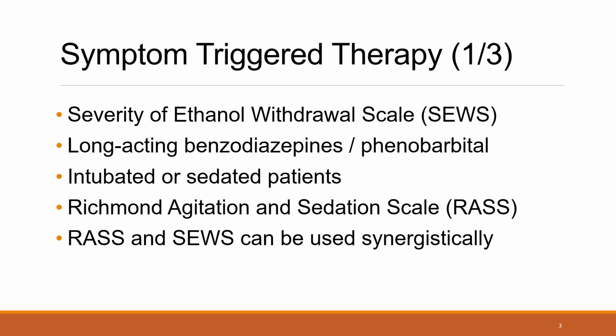A RASS goal of 0 to -2, achieved using GABAergic medications such as propofol, benzodiazepines, or barbiturates, is recommended. The treating physician should always be notified if the RASS is -3 or worse. RNs who have validated alcohol withdrawal, SOS, and RASS competencies may use the SOS and RASS to assess patient symptoms and response to alcohol withdrawal treatment.